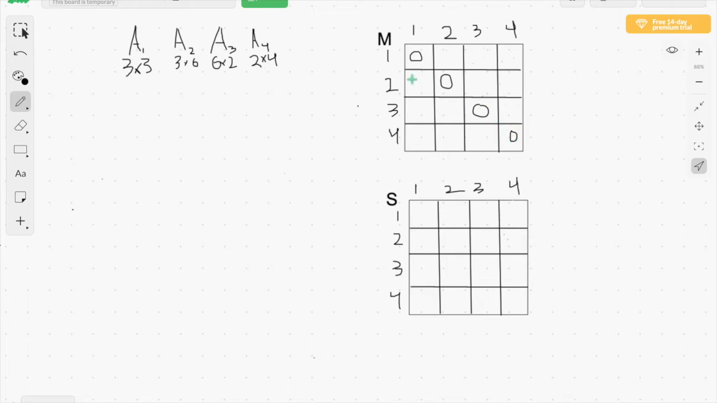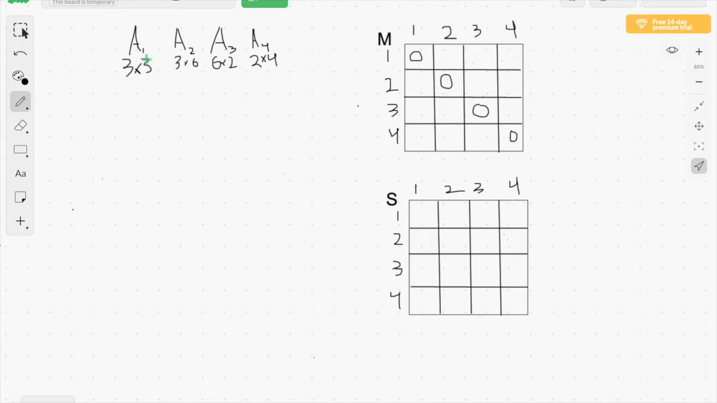And all the entries below the diagonal we can ignore, because we're not going to be multiplying matrix 2 by matrix 1. We're only going to be multiplying matrix 1 by matrix 2. So all of these we can ignore. We're just going to focus on these, and same goes for the other matrix up there.